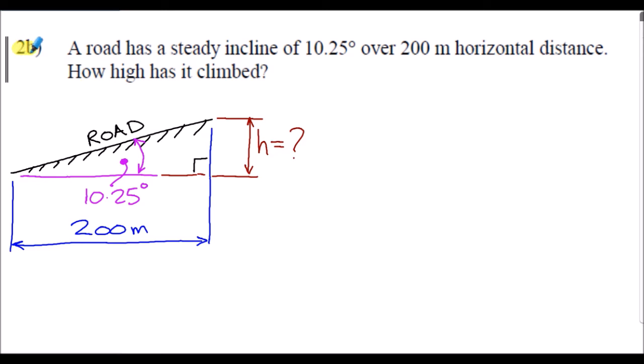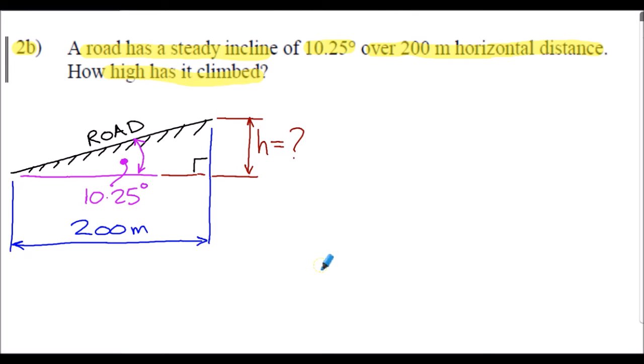Question 2b. A road has a steady incline of 10.25 degrees over 200 meters horizontal distance. We've got to find how high is the climb over this distance. So from the sketch, it's my road on the incline of 10.25 degrees and the horizontal distance travelled is 200 meters. What's the height of the incline over those 200 meters?